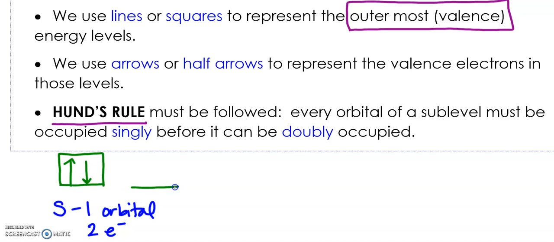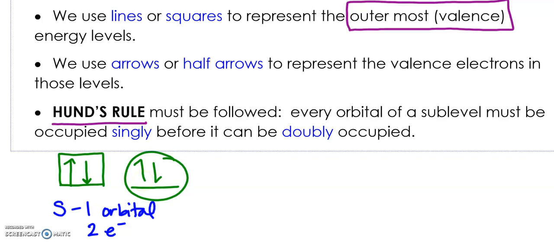If we did lines and half arrows, it would look like this. And I usually do it this way because it's quicker. So the line or the square is the orbital. The arrow up and down, each one is an electron. Now they are up and down because inside that orbital, they're spinning in opposite directions. That's why we're drawing them in opposite directions.